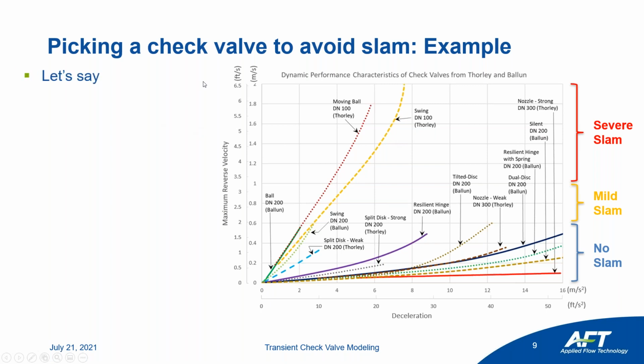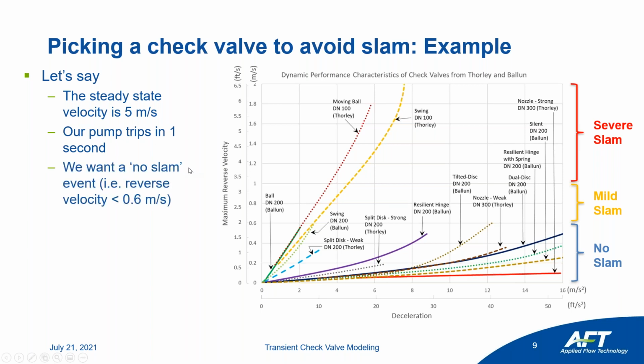So let's say, for the sake of example, our steady state velocity through a check valve is 5 meters per second. So that's our starting velocity. Let's say we have a pump trip that goes over 1 second, so a very rapid pump trip where it's going from 5 meters per second to 0 meters per second in 1 second. In our case, we want a no slam check valve event. That means that we're limited to looking below this line for our options. And that's our criteria for design.